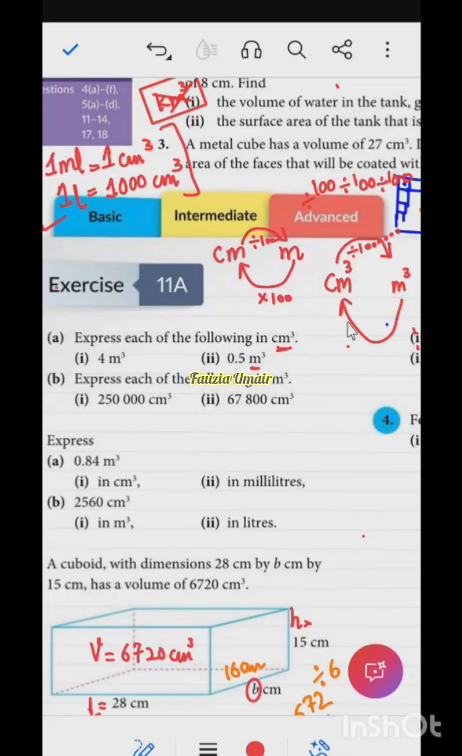सॉरी. आपने कुछ कहा है बेटे? ठीक है, yes, ma'am.